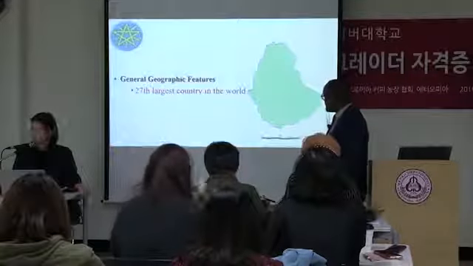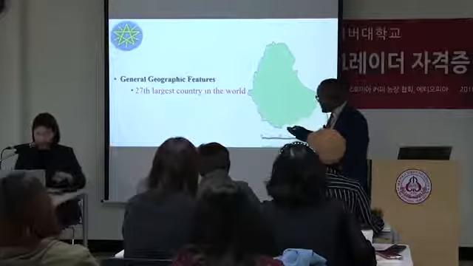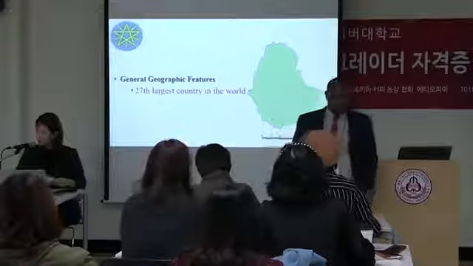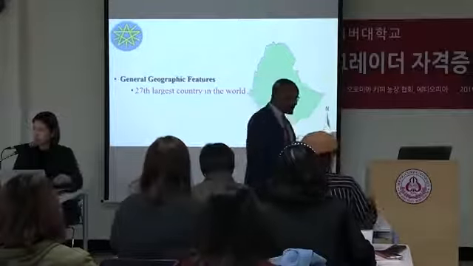Yeah. So geographically, Ethiopia looks like this. This is a map of Ethiopia. In size, it is the 27th largest country in the world.